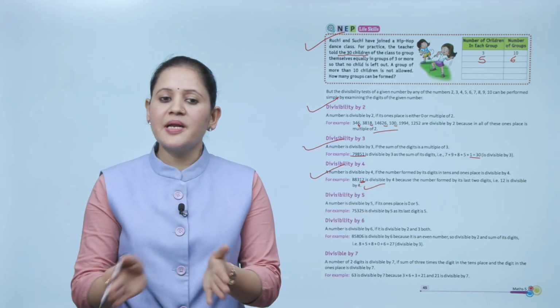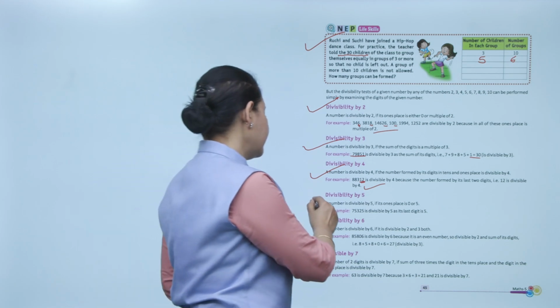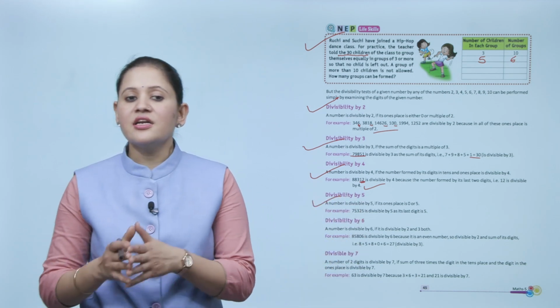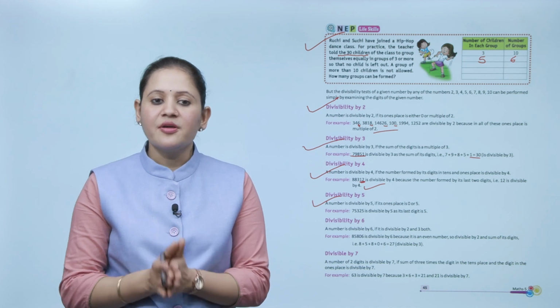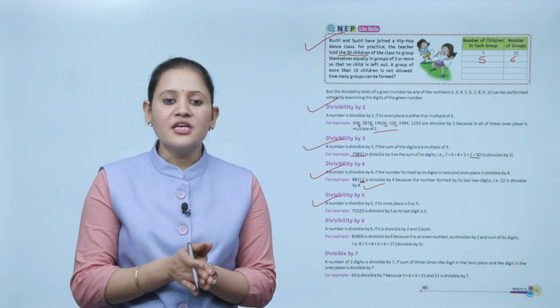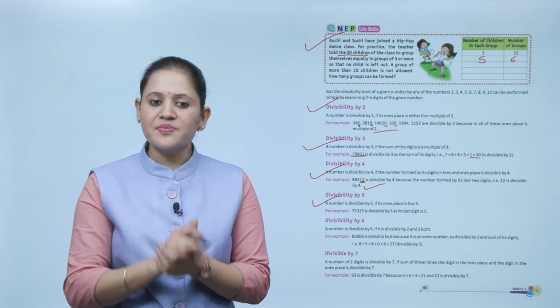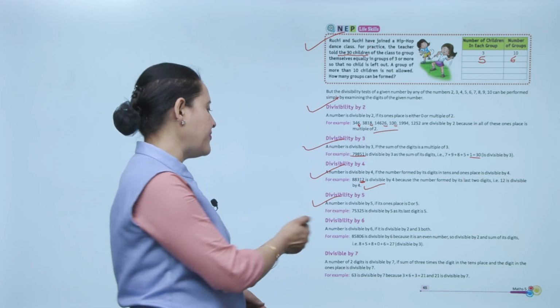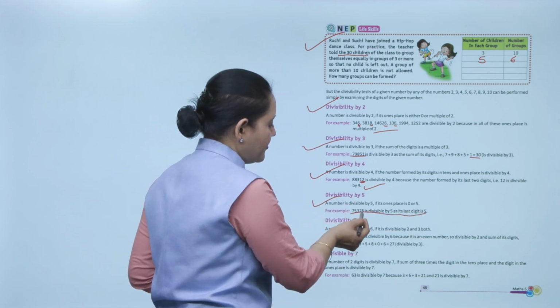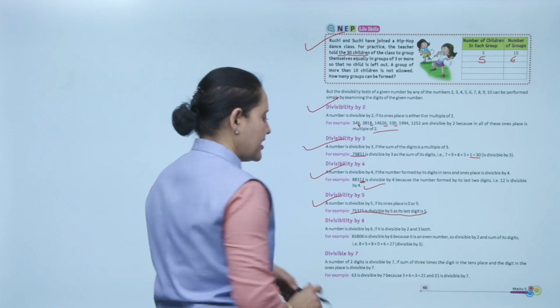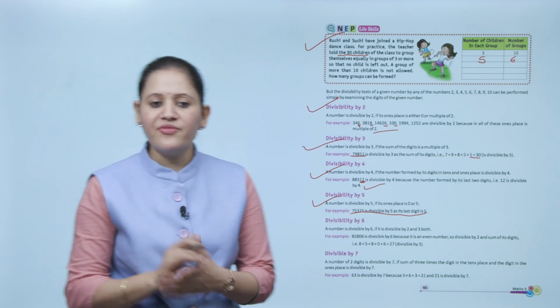Next is divisibility by 5. A number is divisible by 5 if the ones place is 0 or 5. Means if a number has 0 or 5 at ones place, that means this number is divisible by 5. For example, all these numbers, like here, the digit at ones place is 5. That means the number is divisible by 5.